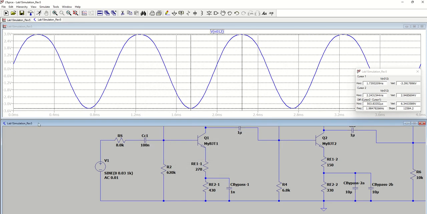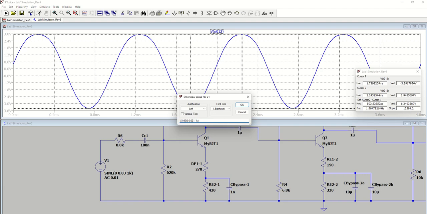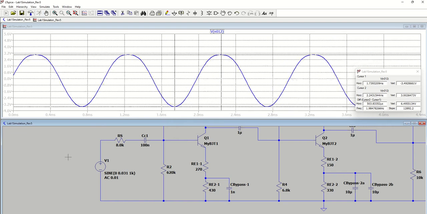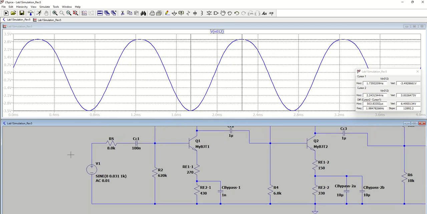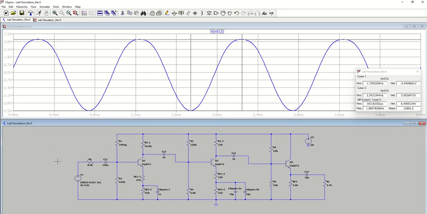So you're trying to really hone it into a good sinusoid. Like this, you could see it's a tiny bit of linear distortion, but it's still a sinusoid. That's why I went with 0.031 volts. It's not really clipping, but we're getting some linear distortion. And that is your max peak to peak. So you would take a screenshot of this and include it in your lab report under the simulation section.